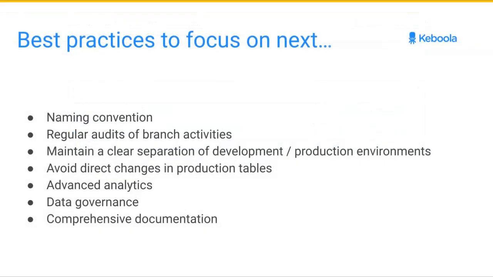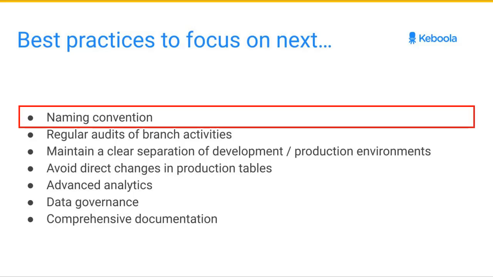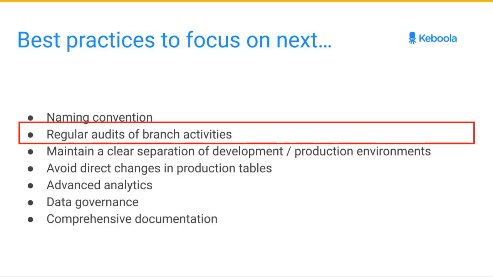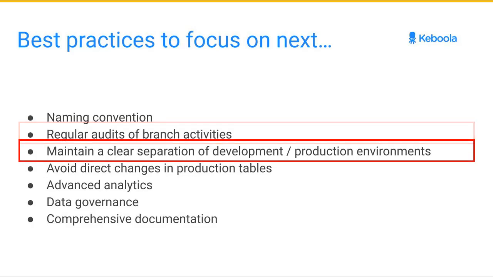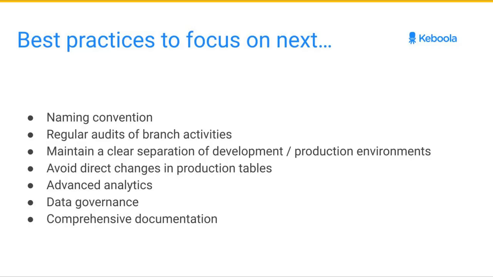While working with development and production branches, we have some best practices to recommend for effective management. This includes ensuring clear and standardized naming conventions, regular audits of branch activities, and maintaining a clean separation between development and production environments. Keboola offers extensive capabilities beyond basic transformations and extractions. Explore features like advanced analytics, data governance, and comprehensive documentation to enhance your workflows and data strategies. You can find more details on these topics in our documentation at help.keboola.com.